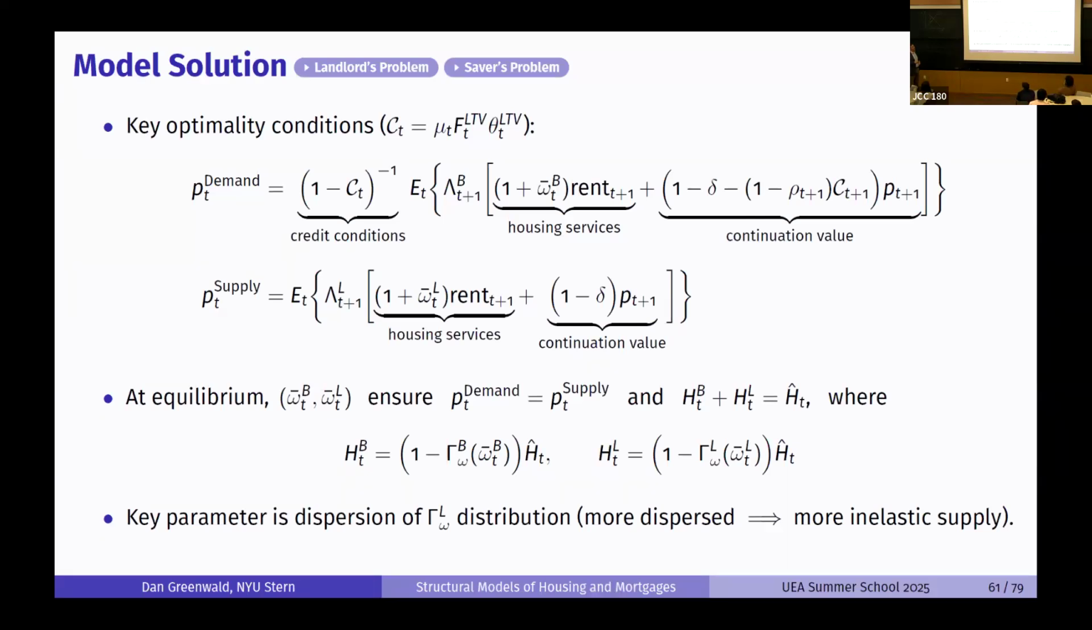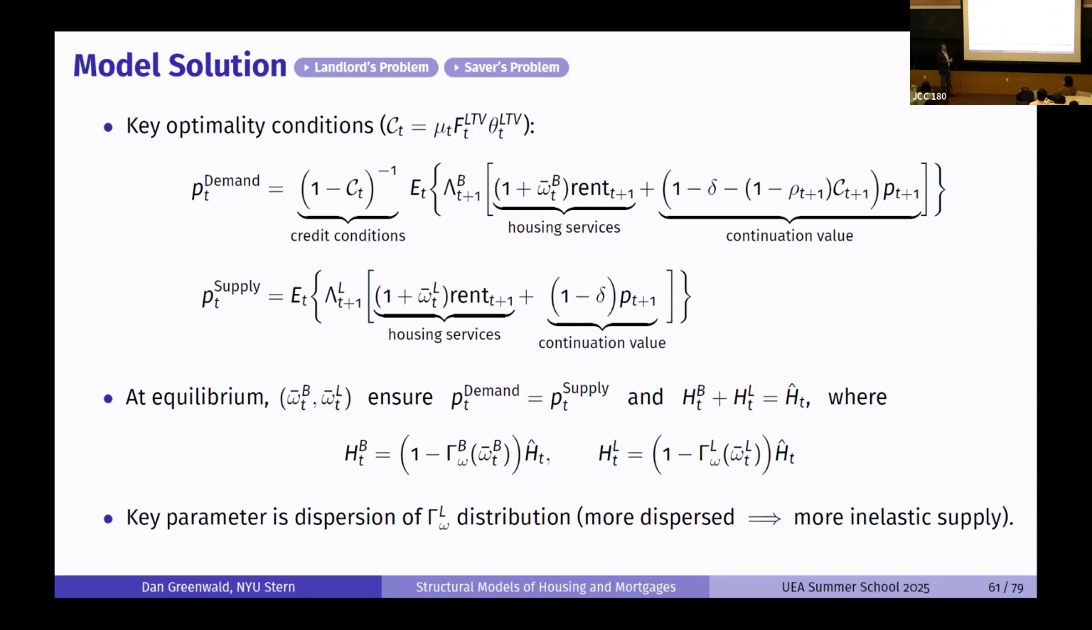On the borrower side, we have the one we've been looking at, which is basically that you get the SDF times the housing services. This is the rent you get per unit of housing. But then we're actually going to shift this by 1 plus omega bar, where omega bar is that heterogeneous benefit at the marginal agent, the last buyer who's buying. Okay? And then we're going to have the continuation value that looks basically the same as before.